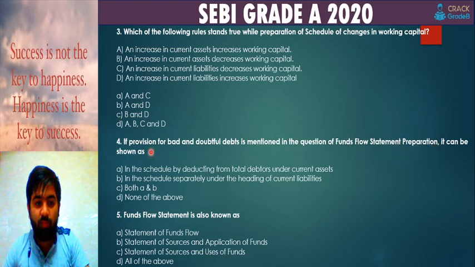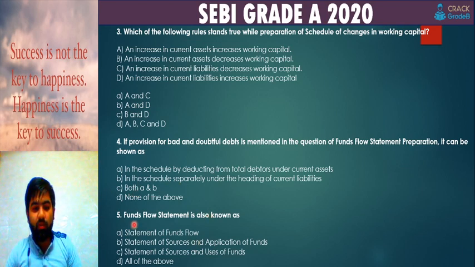As we know, provision is a current liability, so we can show it separately in the current liabilities, or we can deduct it from total debtors under current assets. Like we have 1 lakh rupees of debtors from which we have to collect money, and we doubt that we can't collect 20,000. So in net we have to collect 80,000. Or we can also show it under current liability as a provision. So both A and B are correct, so C is the correct answer.